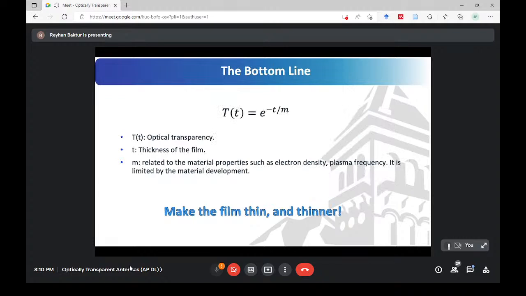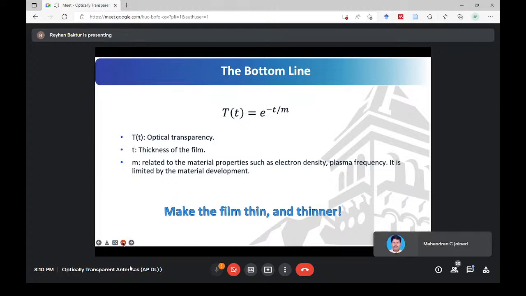That electron density I just talked about will determine the optical transparency. Long story short, the optical transparency of a conductive material, a transparent conductor, is related to its thickness. This T is the thickness.